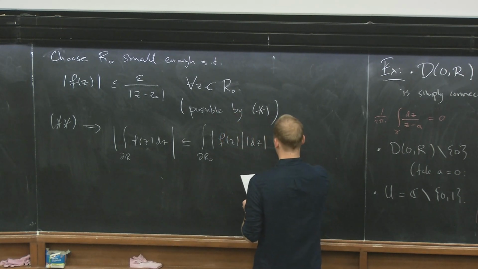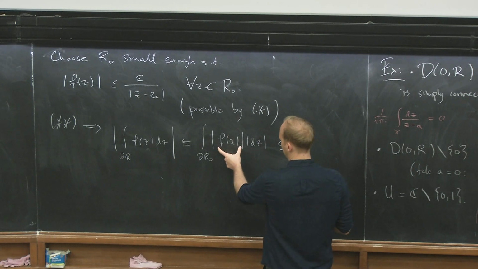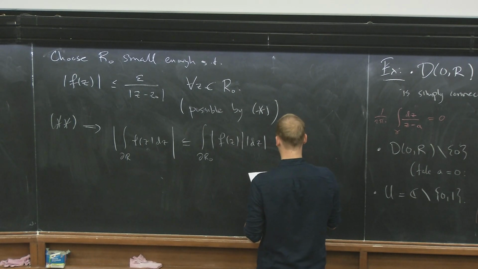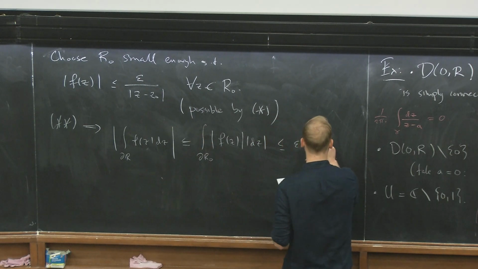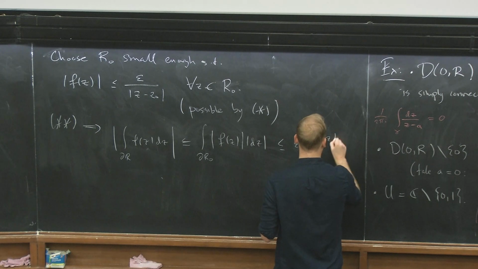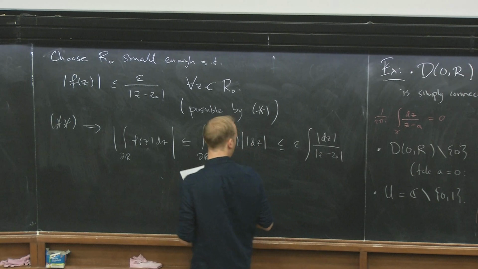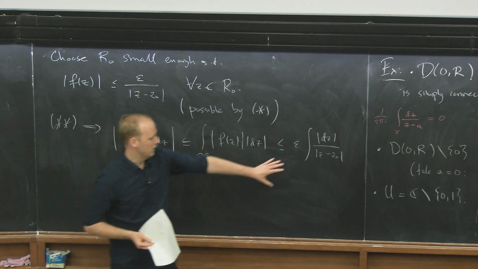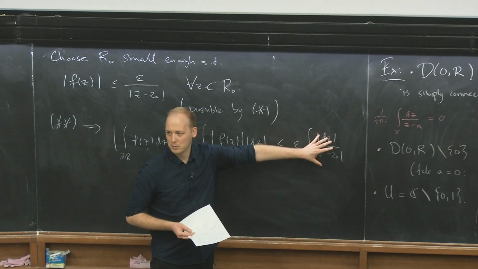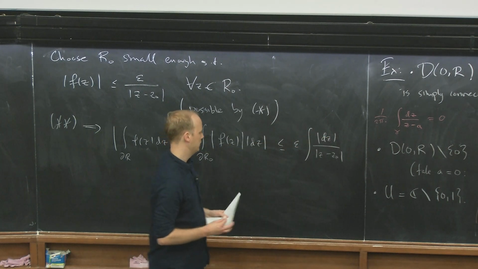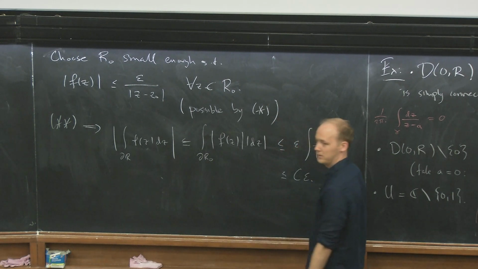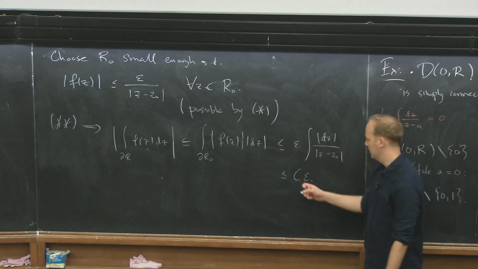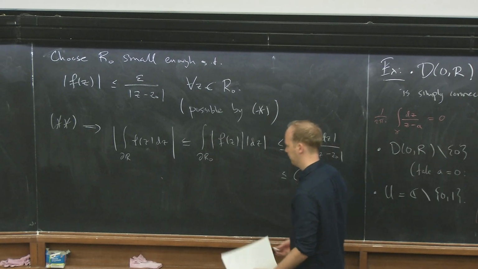Okay. And then the absolute value of f of z is now less than or equal to this epsilon over absolute value of z minus z0. So this is less than or equal to this thing. And now all I have to say is that this is bounded by some constant. And so I indeed claim that this is less than or equal to c times epsilon, where c here is a completely uniform constant.